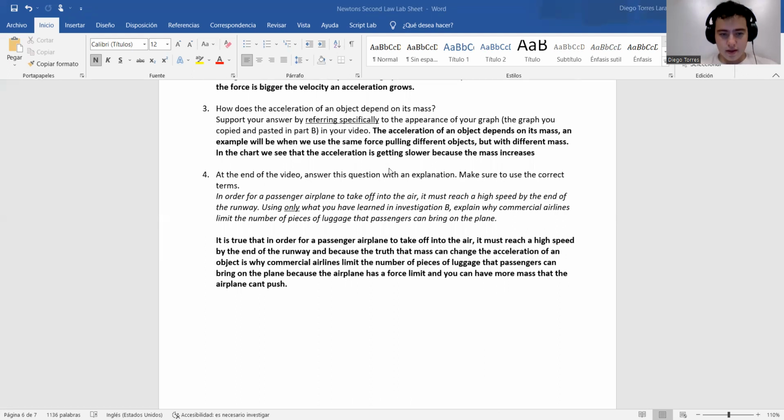The explanation says it is true that in order for a passenger airplane to take off into the air, it must reach a high speed by the end of the runway. And because mass can change the acceleration of an object, commercial airlines limit the number of pieces of luggage that passengers can bring on the plane, because the airplane has a force limit. You can't have more mass than the airplane can push because it will fall down.